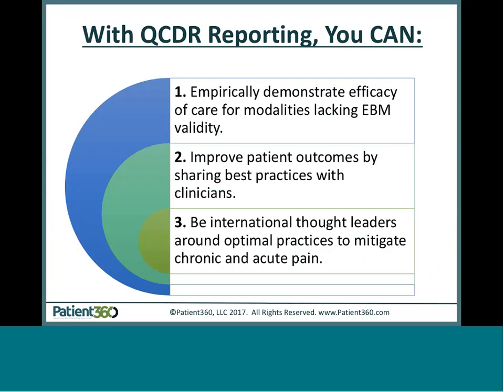So our goal here is to empirically demonstrate that we are efficacious in what we're doing, and where there isn't evidence-based medicine, we can create some form of evidence. It might not be category A or B evidence, but even category B and C evidence would be helpful for us as we're moving forward. And we can take those outcomes and share best practices with clinicians, but also with the clinicians who are running some of these insurance programs to say, hey, these are metrics you need to pay attention to. And that allows us to be international thought leaders.